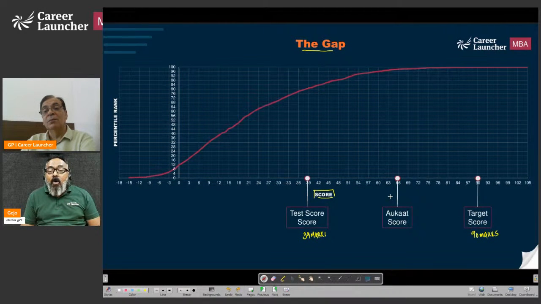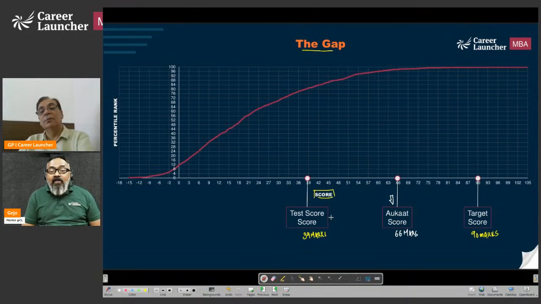But when I put the Aukat score in the middle, imagine the Aukat score is 66 marks. What is the Aukat score again? These are all the questions that you could have got correct in the paper. You have the knowledge to get them correct, and that creates two jumps which require two very different approaches.